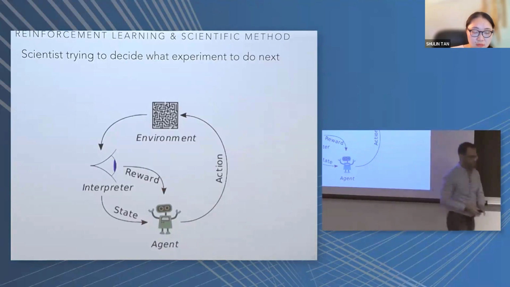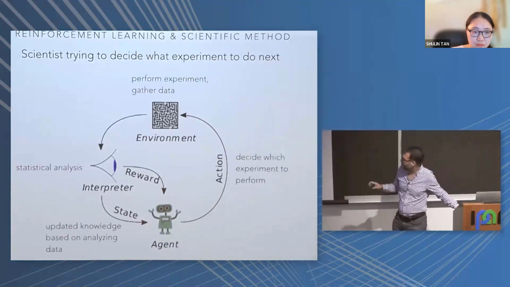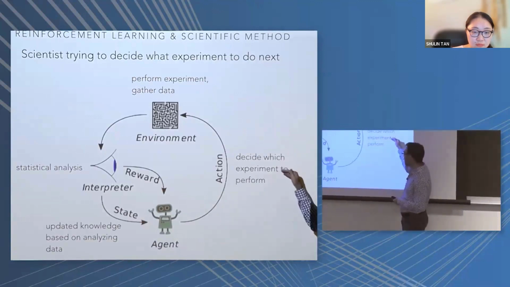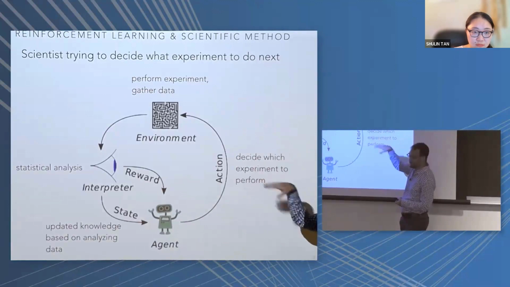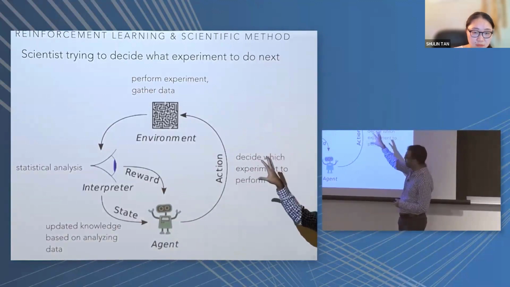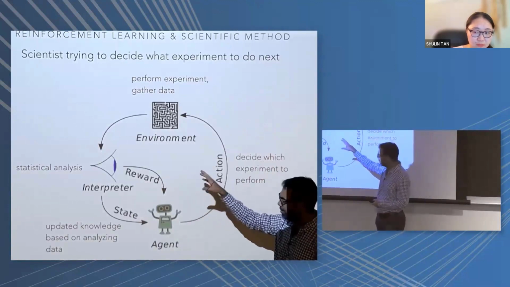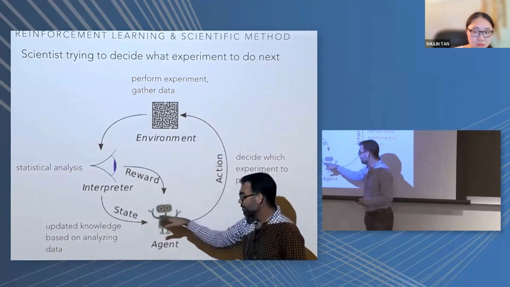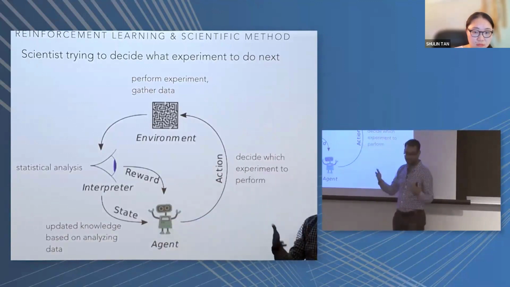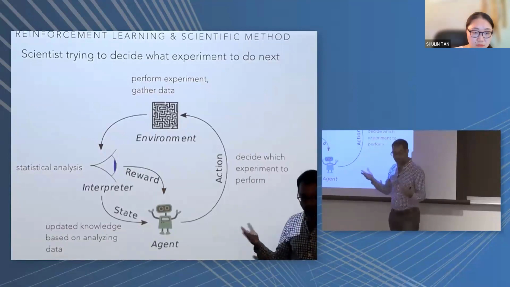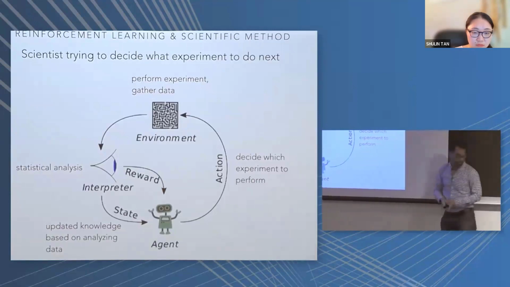In the scientific setting, the way I would say it is, if I'm a human agent trying to do experiments, I need to decide what experiment I want to perform. That's the action I'm going to take. My interaction with the environment is actually doing the experiment and gathering data. Once I've gathered that data, I need to interpret it, which to me is basically doing statistical analysis. Then my state gets updated, which you can think of as a Bayesian update: I had a prior state of knowledge, I did this, and now I update to a posterior, and then I sit in this loop, right?